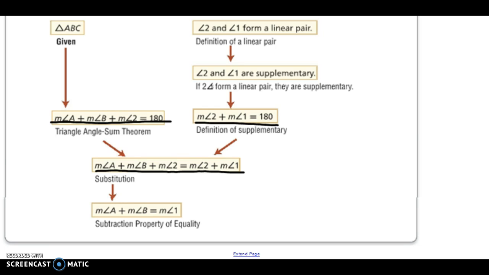Well, if you have the same thing, angle 2 in both of them, what I can do is essentially just subtract the measure of angle 2 from both sides. Then it's gone, and you get the measure of angle A and angle B add up to the measure of angle 1. Makes sense. They all have to add up to 180 degrees. Those two straight linear pair add up to 180 degrees. So if you take away the same angle that's in both of them, they're going to be equal to each other.